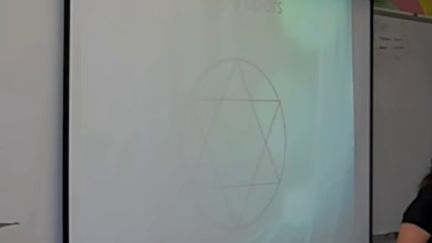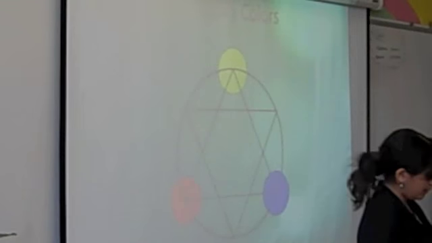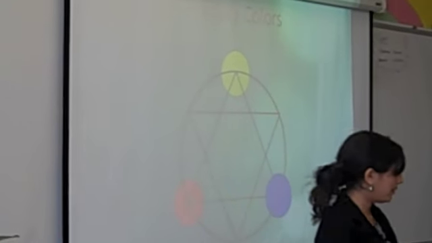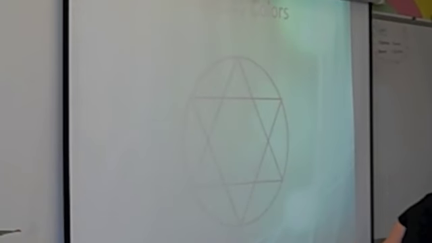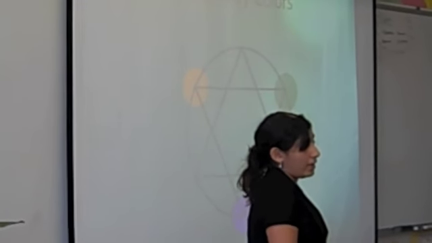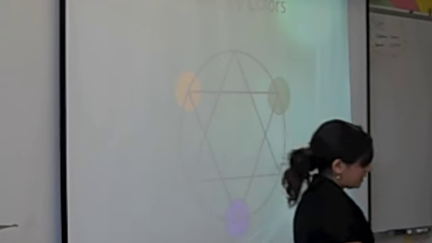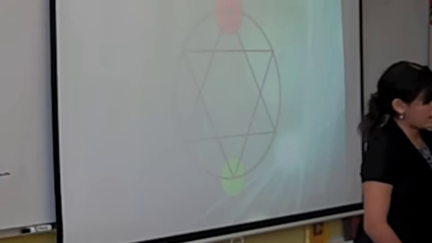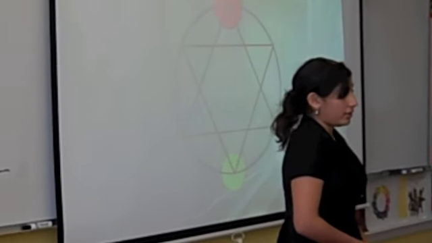The 3 primary colors are known as red, yellow, and blue. By adding equal amounts of each primary color, you get secondary colors. The secondary colors are orange, green, and violet. However, if you add unequal amounts of primary colors, you get intermediate colors. 2 examples of intermediate colors are red-violet and yellow-green.